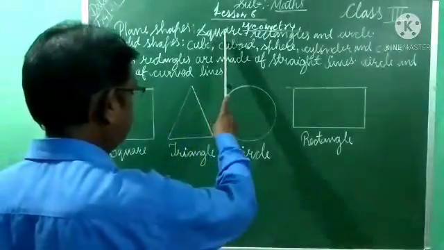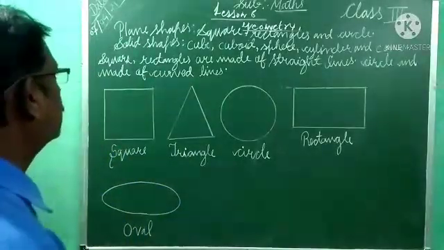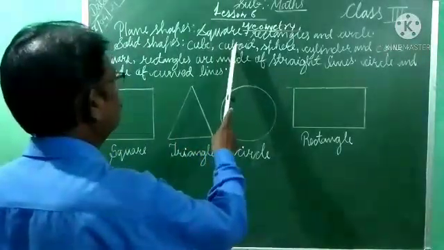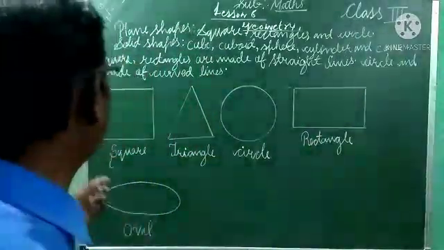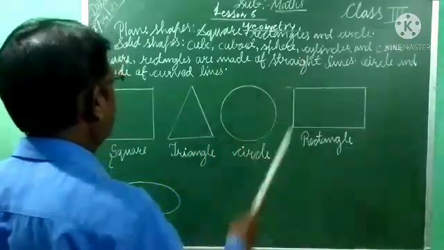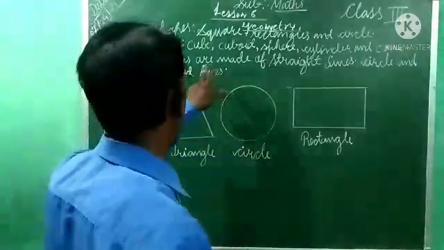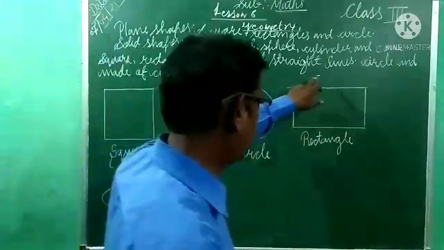Plane shapes, for example square, rectangle and circle. These are called plane shapes. And solid shapes means cube, cuboid, sphere, cylinder and cone. These are called what? Solid shapes. Square and rectangle, and triangle, are made up of straight lines.